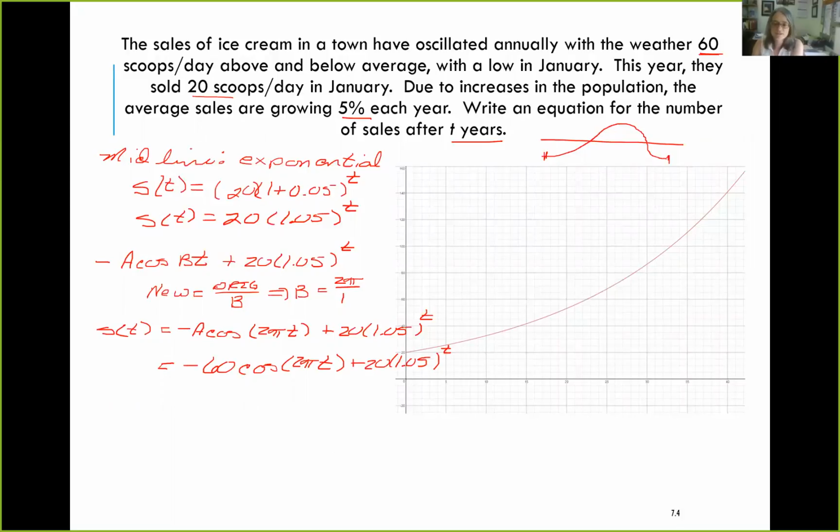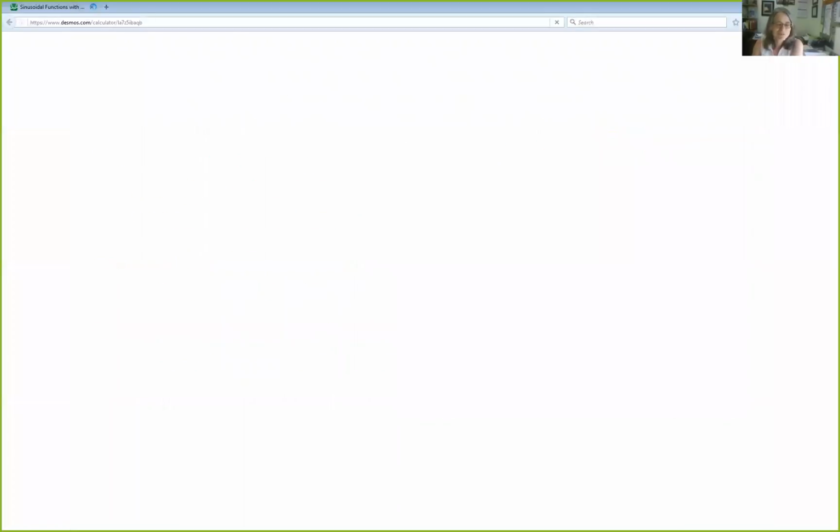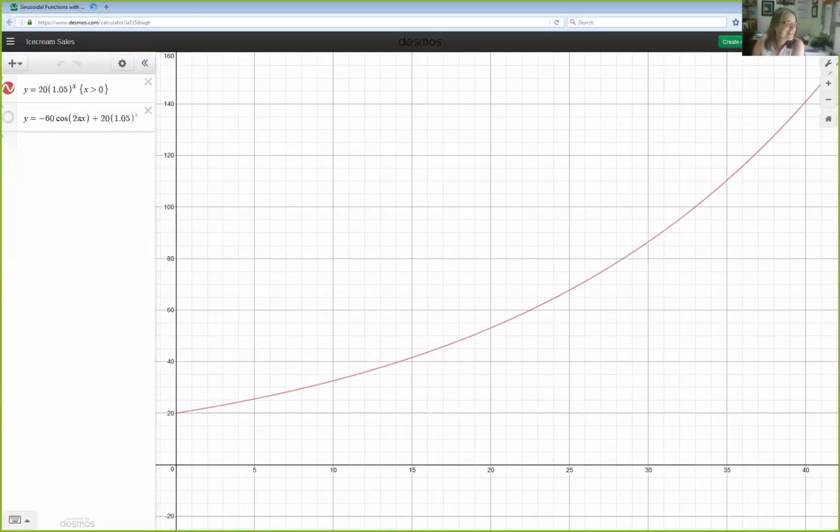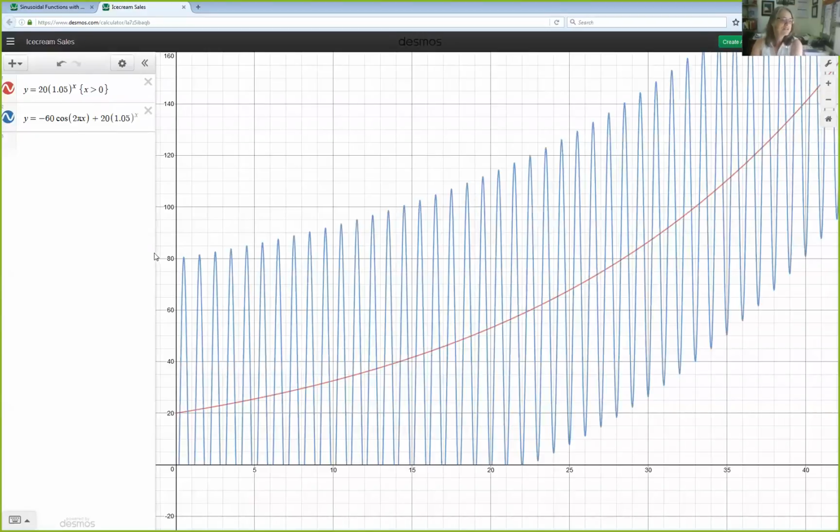on a graph, mostly because we can. All right, so here's our midline. I've already plugged in our function, which is y equals negative 60 cosine 2 pi x plus, oops, why did I say 20? Oh, yes, plus 20 times 1.05 to the x power. Let's turn that guy on, and here's what we can see.